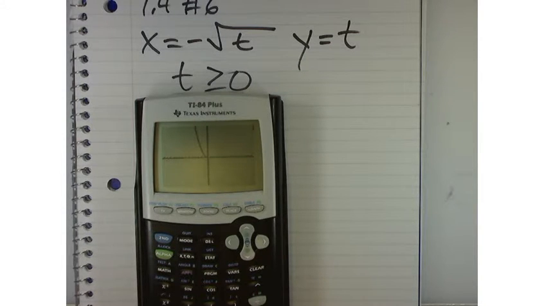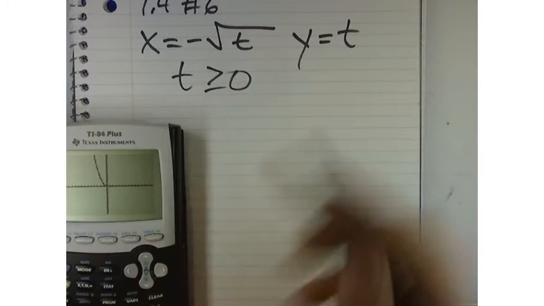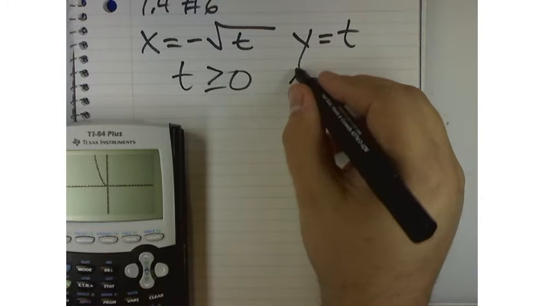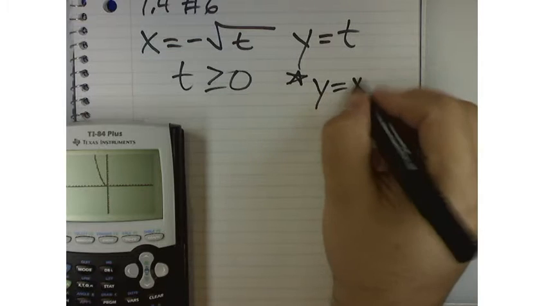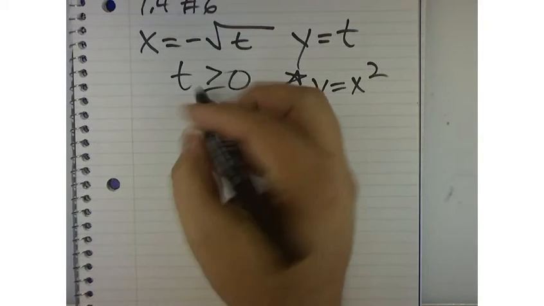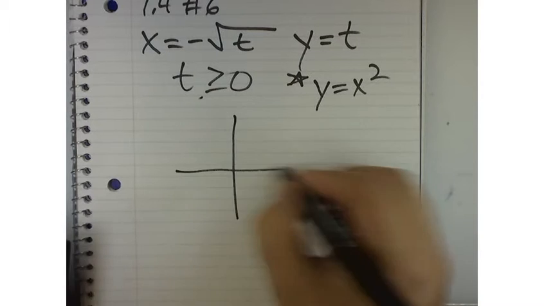So now in this particular case, what does it look like we have? Half of a parabola. Keep this in mind, it looks like y equals x squared. But part A wants to know the initial point and the terminal point. So let's graph this, and now watch when I hit graph.